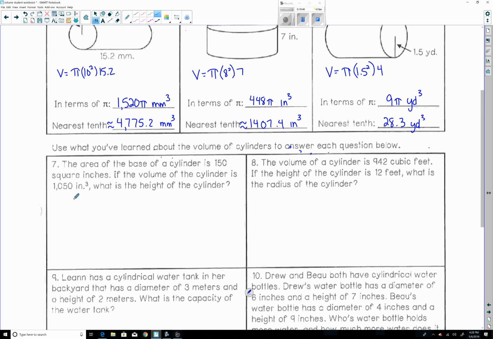So volume equals pi r squared times the height. Now pi r squared, that's our base, remember? That's how we found our base. So if they're telling us the base of the cylinder is 150 square inches, I'm going to use that in place of both the pi and the r. So volume equals 150. We don't know the height, right? Oh wait, we know the volume.